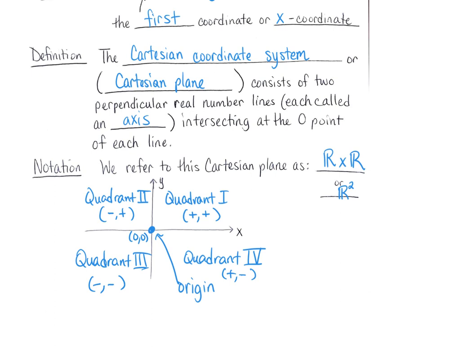So this comes from knowing that the numbers on the x-axis to the right of 0 are positive. The numbers above 0, the y coordinates here, would be positive. The numbers to the left of 0 on the x-axis are negative, and the numbers below 0 on the y-axis are negative. Okay? All right?